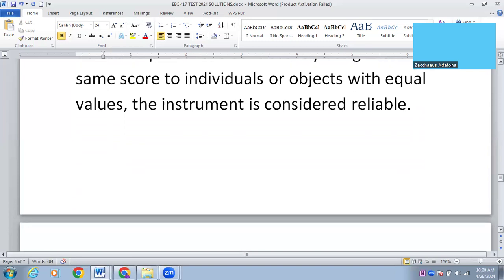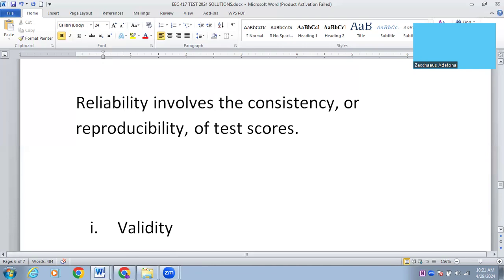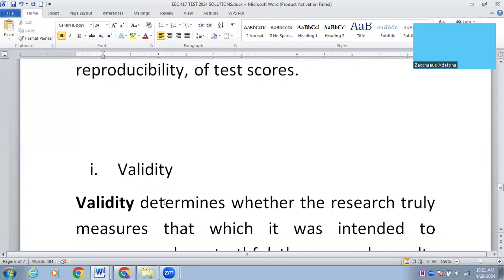Then we check the second one, which is validity. Now, before we move away, here, this statement tells us that reliability involves the consistency or reproducibility of test scores. If you're able to reproduce using the same procedure, the same method, then we say your research instrument is reliable. If you can reproduce the same results over and over, it is reliable. Now, what about validity? Validity, number two.